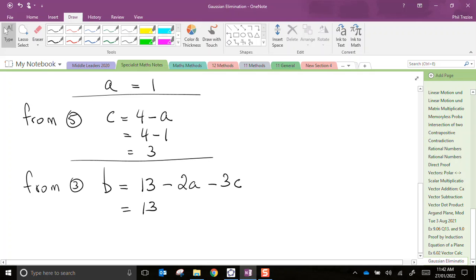Now a equaled 1, so that's subtract 2. C equaled 3, that's subtract 9. 13 take 2 is 11. 11 take 9 is 2. So we've got our solutions there.